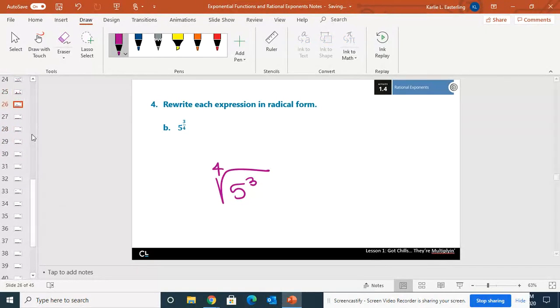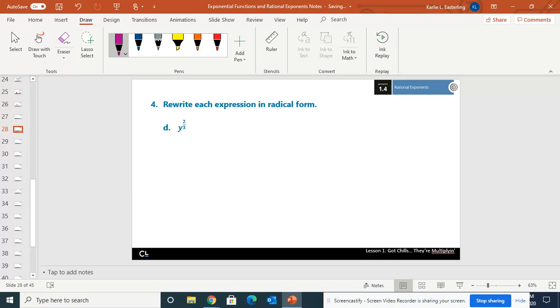All right, let's look at 4C. This has an x as your base. That's the only thing that's different here, but I'm going to give you all an opportunity to figure out which one this is. What I got here is x to the 4th, under the 5th root. If you have any questions about that, that 3 is on the top, so it goes with the 5. The 4 is on the bottom, so it goes with the root.